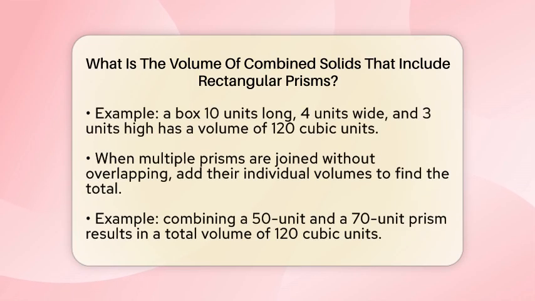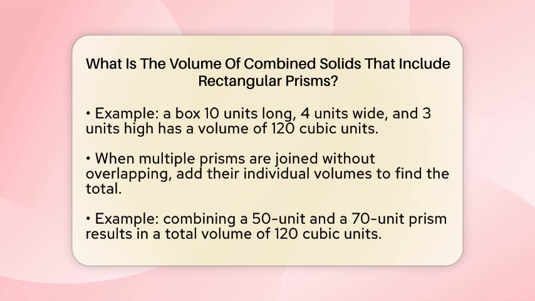Now, if you have 2 or more of these prisms joined together, you just add their volumes if they are placed side by side or stacked without overlapping. So, if one prism has a volume of 50 cubic units and the other has a volume of 70 cubic units, the total volume is 120 cubic units.